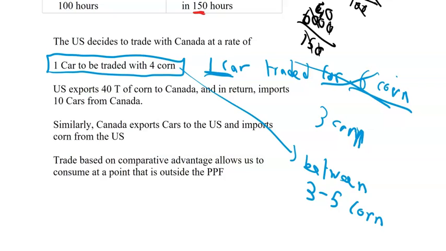So hopefully this was beneficial for you in learning about absolute advantage, comparative advantage, why we trade using comparative advantage, and how we get gains from trade by trading using comparative advantage.